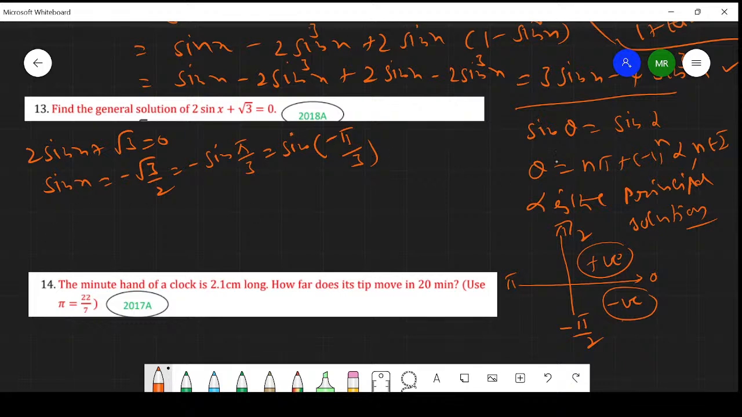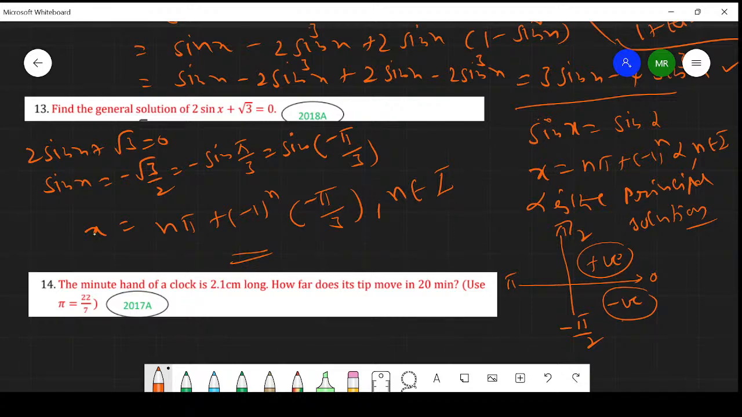Now you can compare sine theta equal to sine alpha, or you write sine x equal to sine alpha. Both are the same. Suppose I write sine x is equal to sine alpha, then x is equal to, same thing, where this is the alpha value. So I can write x is equal to n pi plus minus 1 whole power n, alpha, which means minus pi by 3. n belongs to I or Z. So this is your general solution.